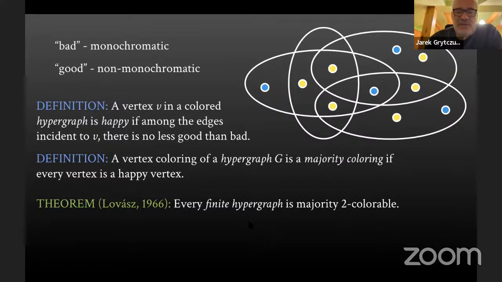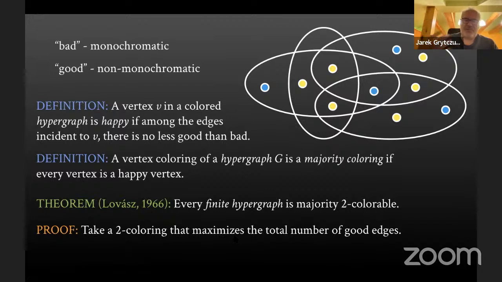And actually, again, we are going back to this paper by Lovász, the same argument that we see for undirected graphs with switching colors. The same argument works here in this version, and we have such a theorem.